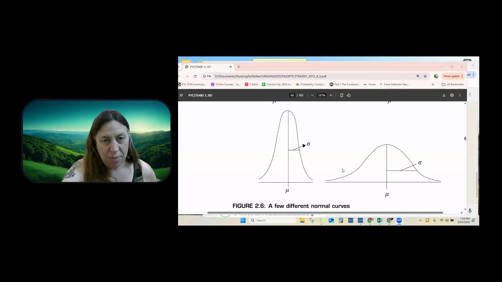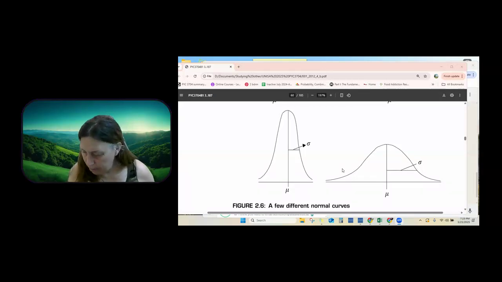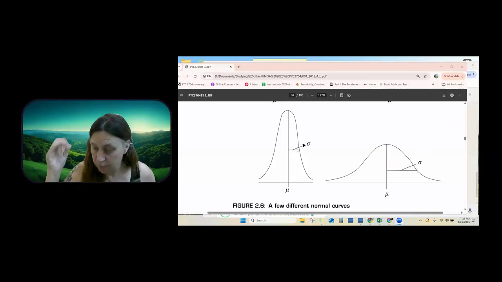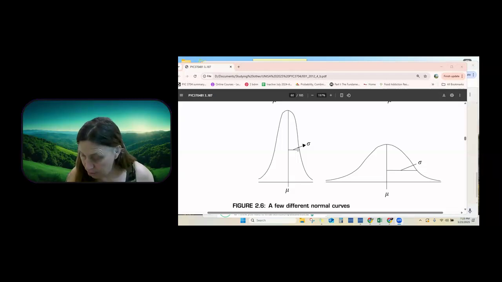So as I was saying, the mean and the standard deviation are variables. So the mu can vary. It can be here, it can be here, it can be a whole lot of different things. The standard deviation, sigma, can vary. It can be big, it can be small. Everything else in here is a constant, and that makes it incredibly useful for statistical analysis.